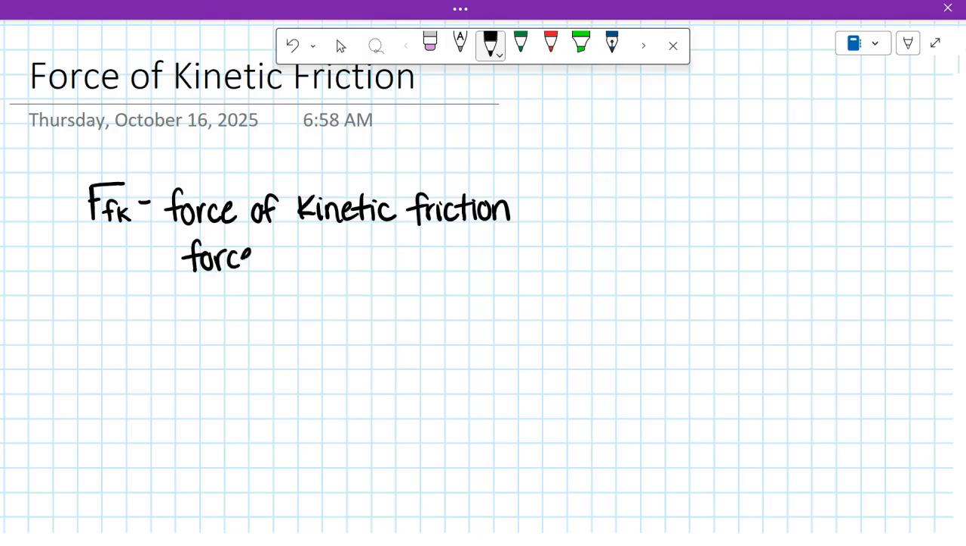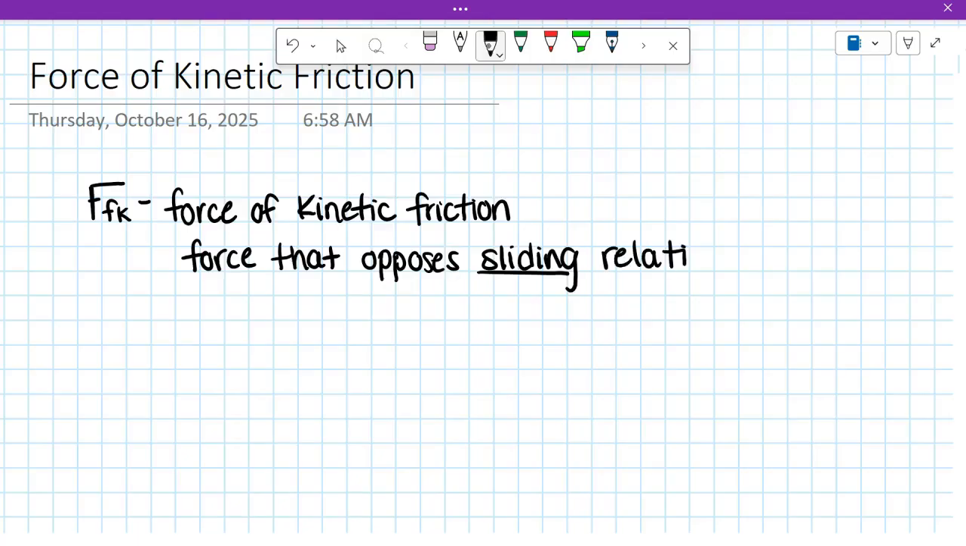This is the force that opposes sliding. And I'm using that word sliding very carefully. I'm purposefully not using the word moving because we're actually going to see some situations where the force of static friction causes something to move. So really, when we're talking about the two forces of friction, we're talking about either preventing sliding relative to the surface you are on or opposing sliding relative to the surface you are on.